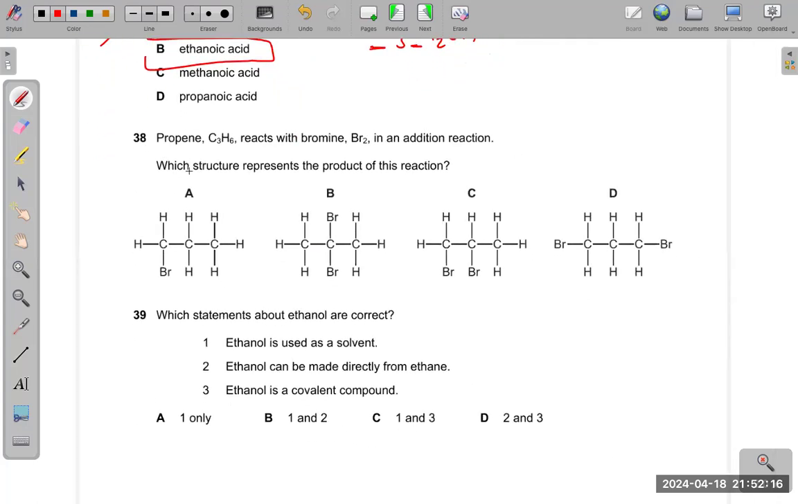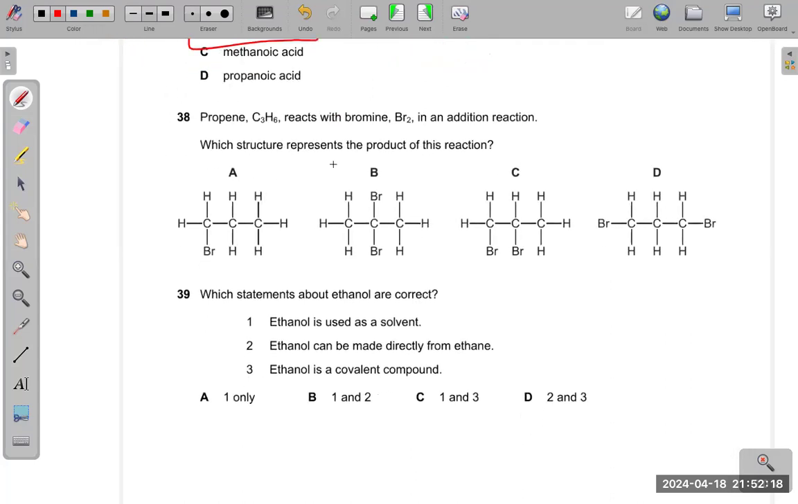Propene reacts with bromine in an addition reaction. Which structure represents the product of this reaction? Mister, if you added three carbons and added to them bromine, the bromine can be attached here, and attached here, and attached here. Mister, for me, they all look correct.